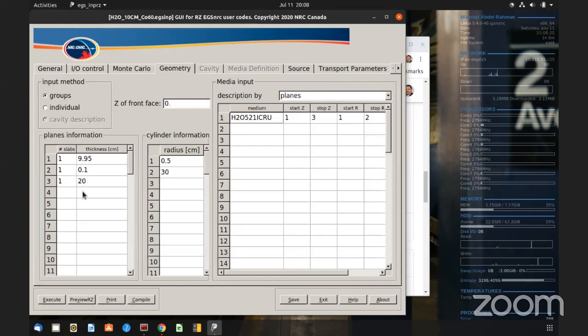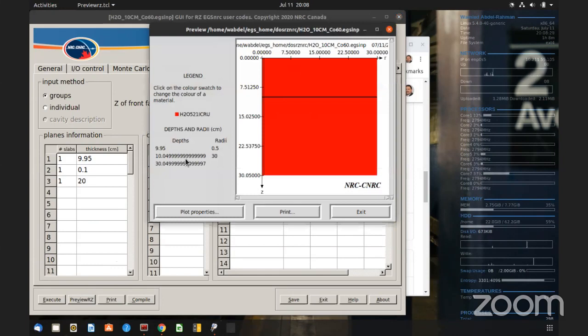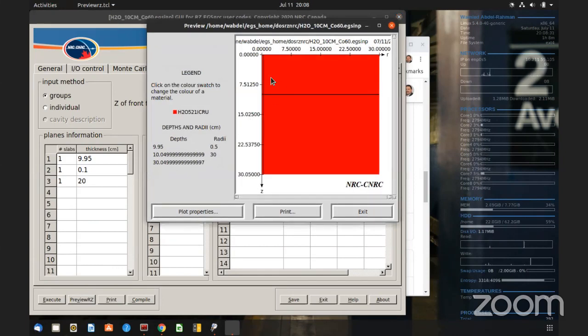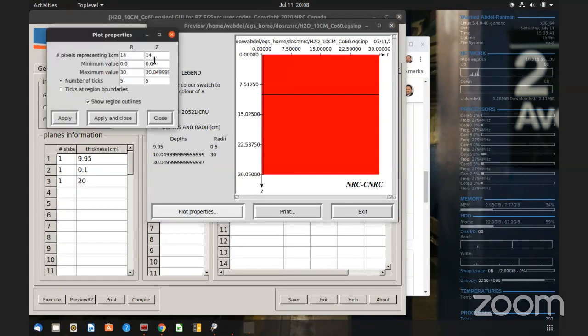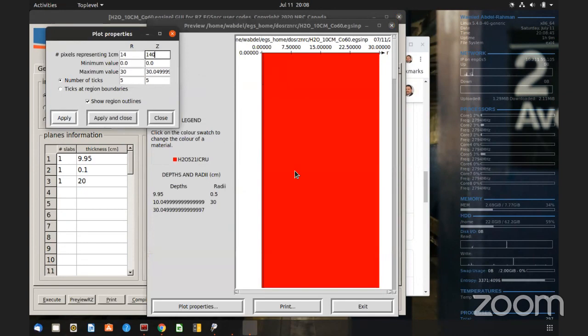The geometry, I'm not going to explain that. I think now you know this. So I've made actually three slabs because I'm interested in answering one question. Is the dose at this? So I'm going to just plot properties. I'm going to increase this. Apply. Okay. And probably I'm going to increase this.